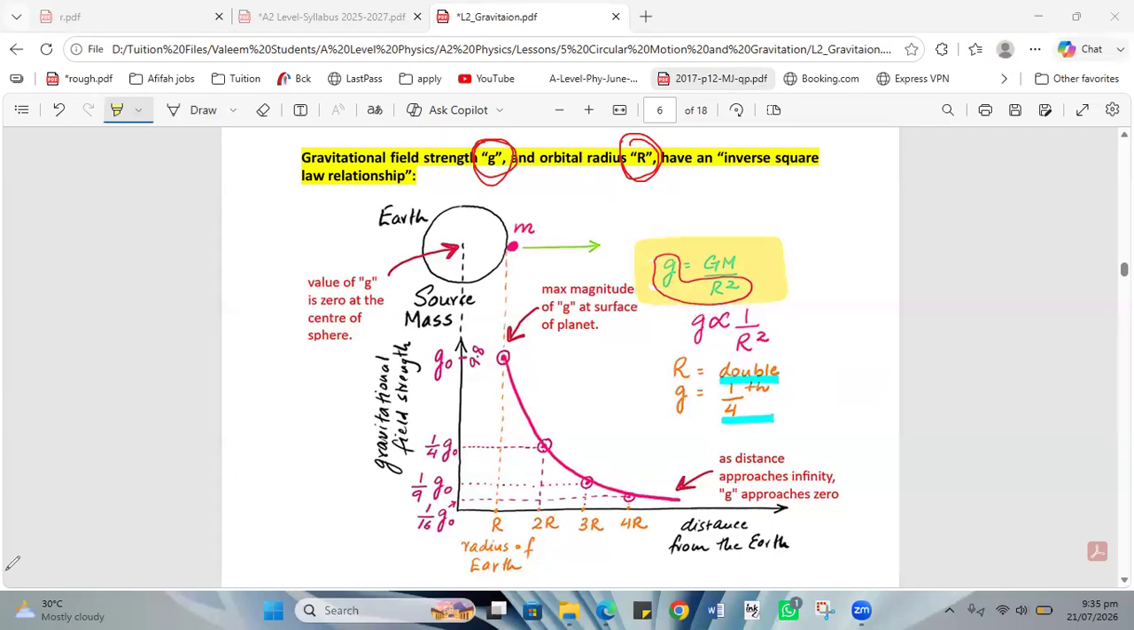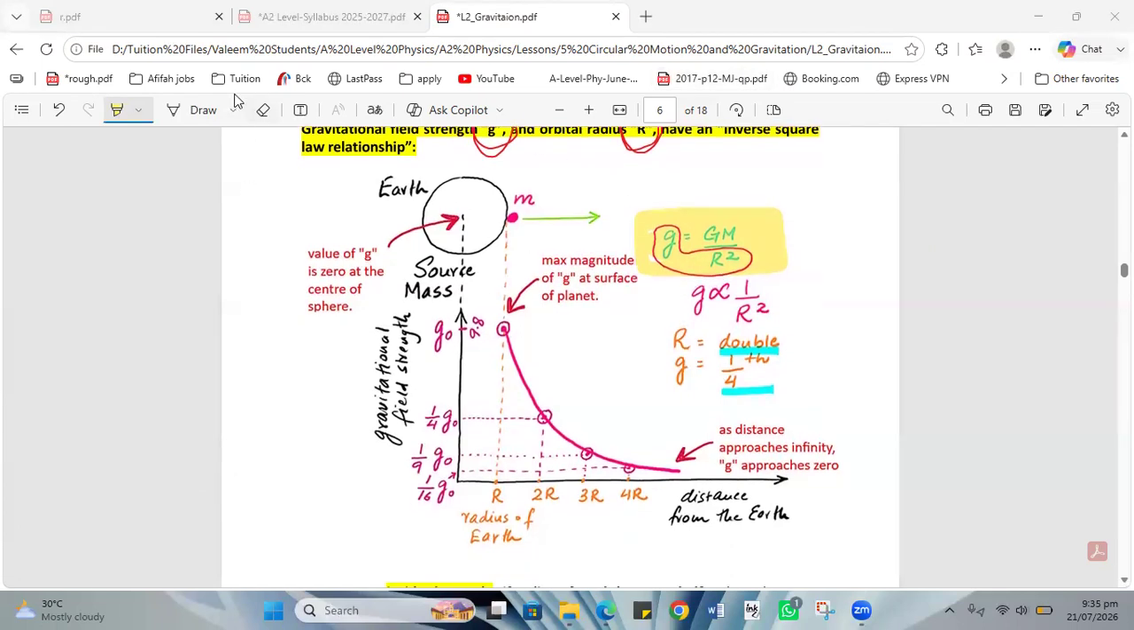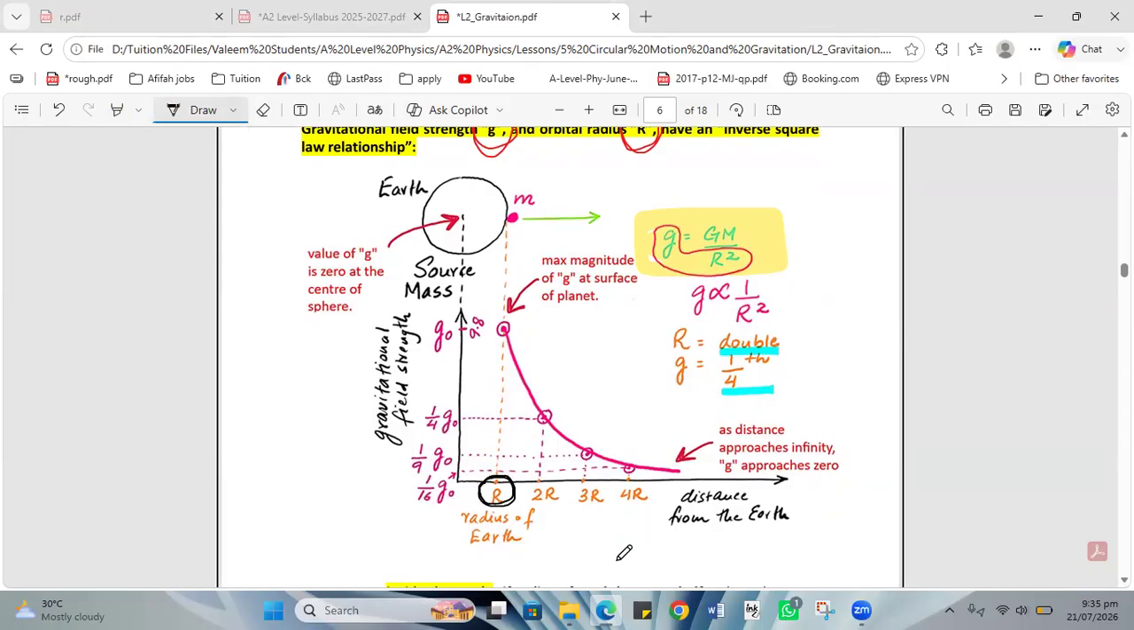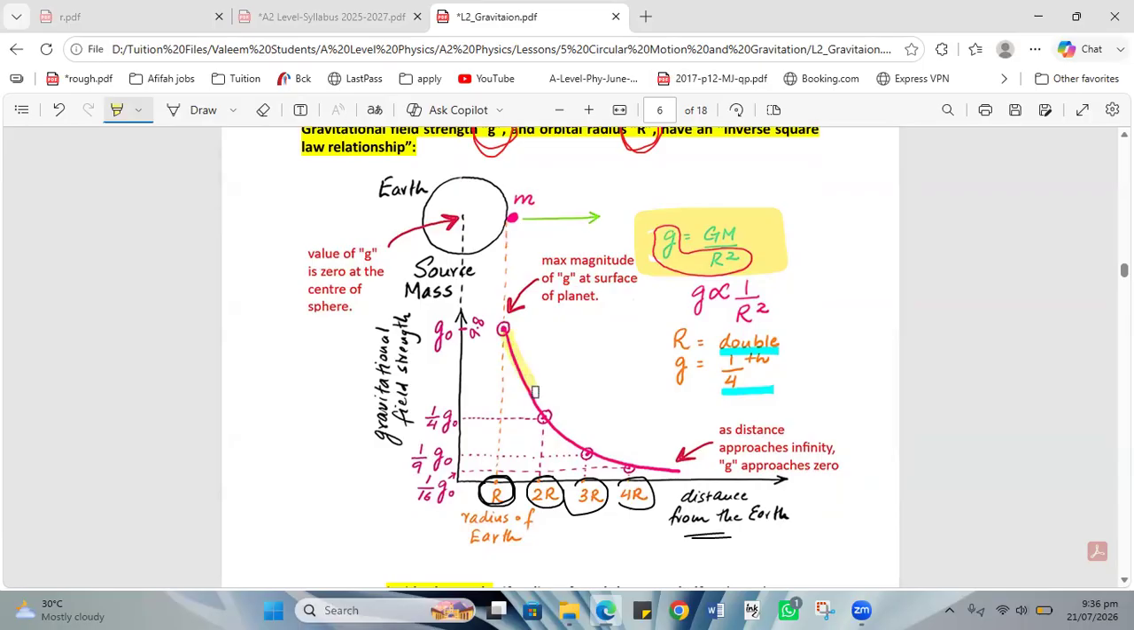Also, one more detail to this graph is that notice over here, this is r, meaning the radius of the Earth, and then for reference it's just 2r, 3r, 4r. The distance is basically increasing. So as the distance r is increasing, the value for g is decreasing with an inverse square relationship. Now notice one thing. I started the graph from r. I didn't start it like this all the way back. It's because the value of gravitational field strength at the center of any planet or sphere is 0.